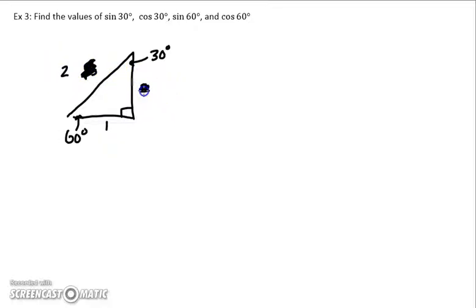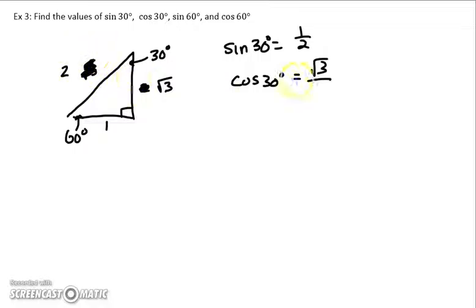2 is our hypotenuse, that's bigger than radical 3. 1, 2, and radical 3 as far as our short side, hypotenuse, and long side of our triangle. So if we're going to try to find sine of 30, we want the opposite, 1, over the hypotenuse, 2, so that's going to be 1/2. Cosine of 30 degrees is going to be the adjacent, radical 3, over hypotenuse, 2.